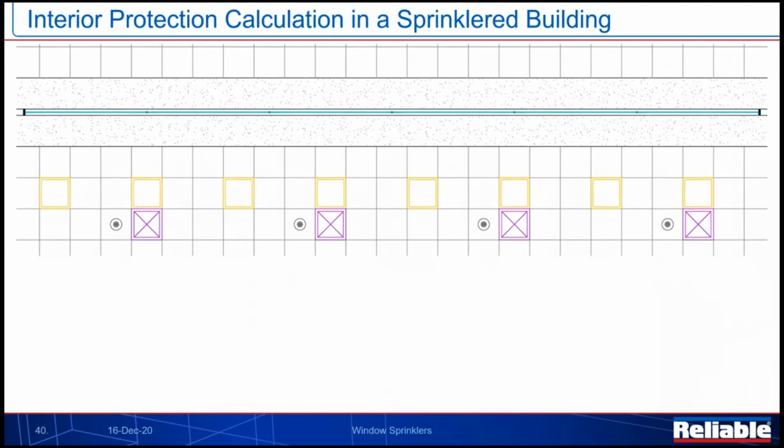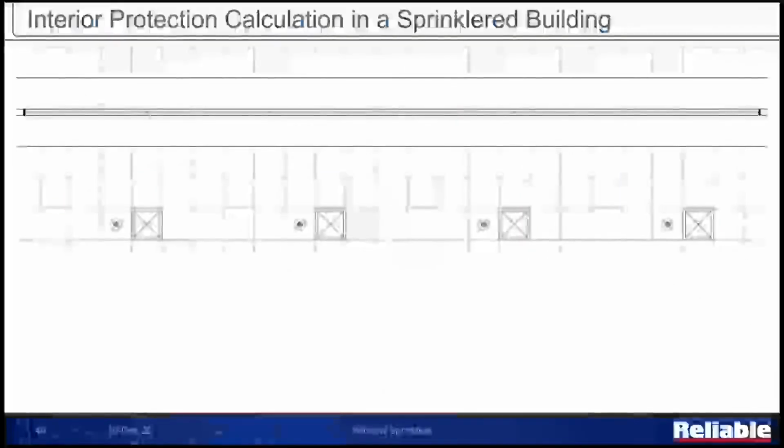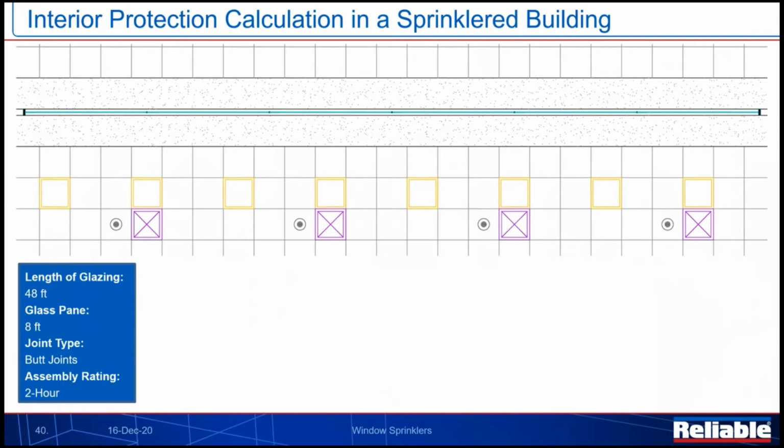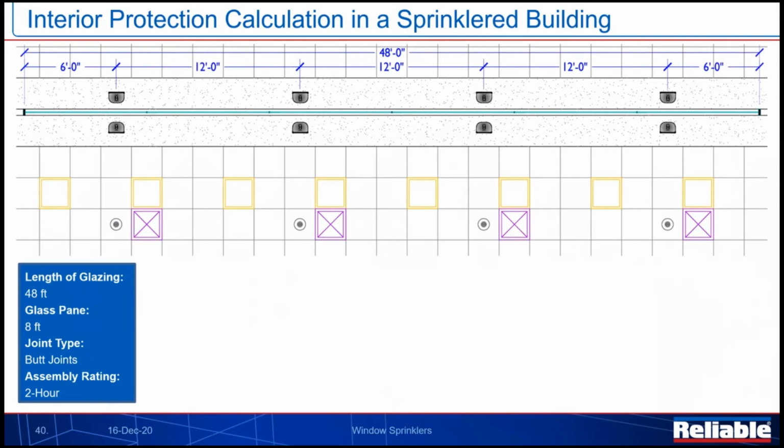We're going to take this same example again and run it one more time. But this time we actually have windows that are separated with butt joints. So now we have this 48-foot long glazed panel assembly that is going to be protected using the maximum spacing for our products. We have the ability to take those 16 window sprinklers we had before and drop it down to 8, because we can go 12 foot apart. We can maximize the spacing with this type of product in this glazing assembly.